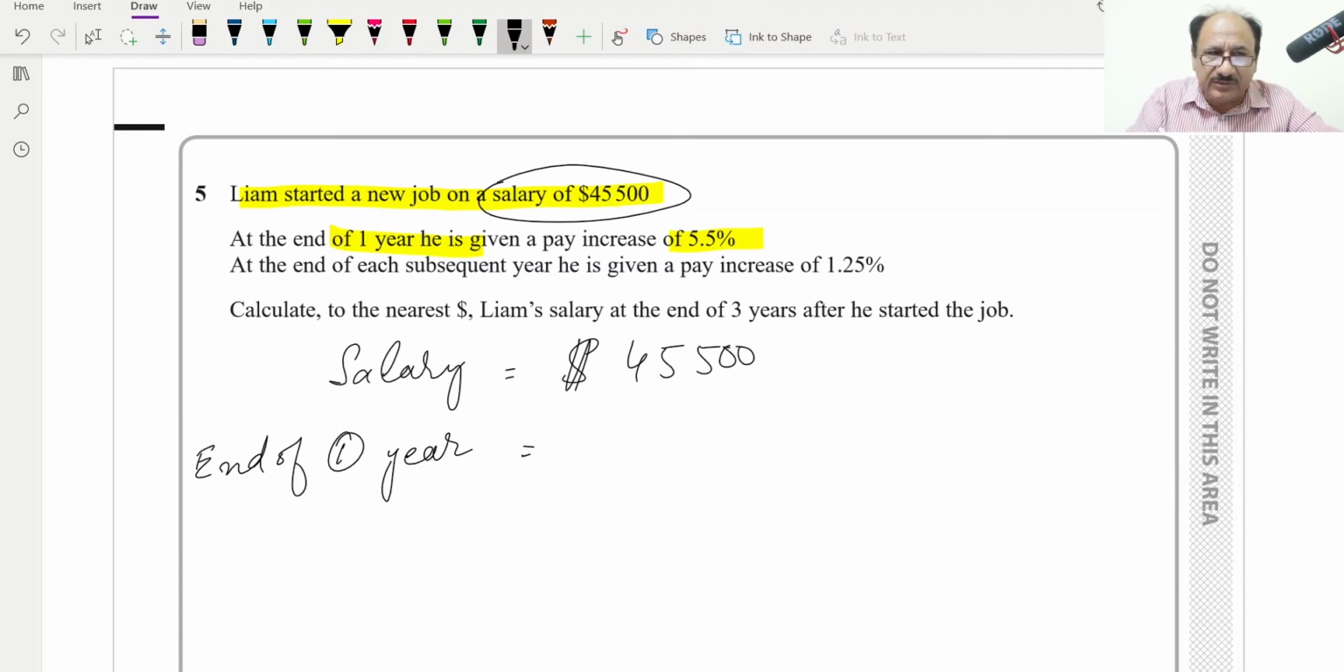There will be a salary increase. The new salary will be, with an increment of 5.5%, so directly we will add 100 plus 5.5%, and multiply by 45500, and we can calculate this.